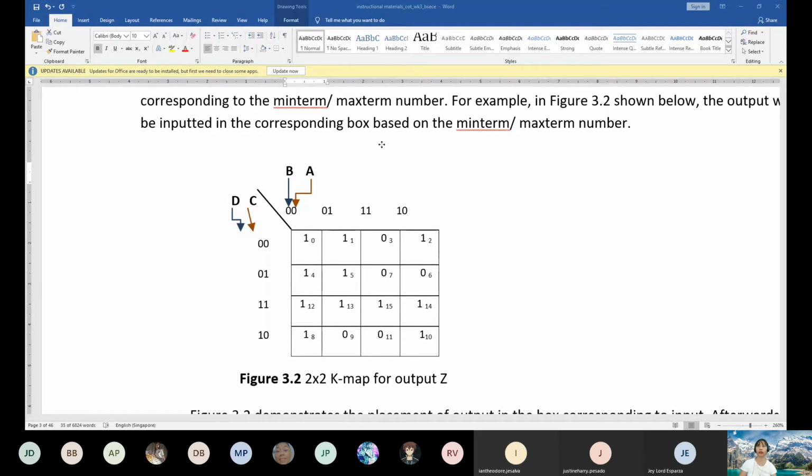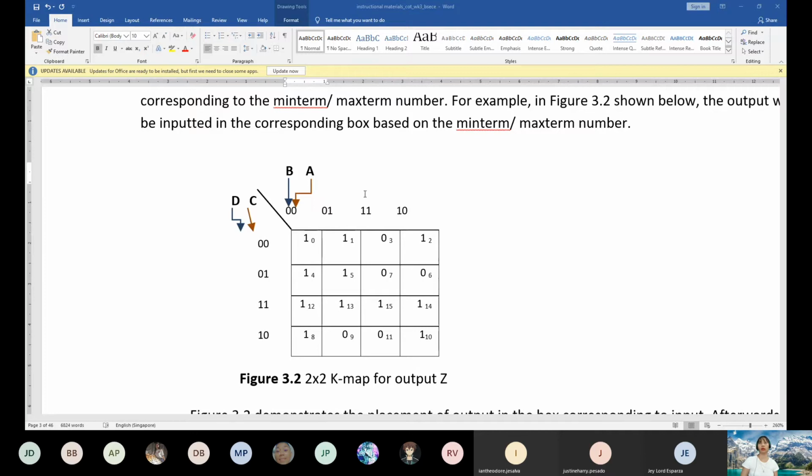Okay. So again, we have D, C and B, A as inputs. For input 0, 0, 0, 0, the output is 1. This square corresponds to input 0, 0, 0, 0.